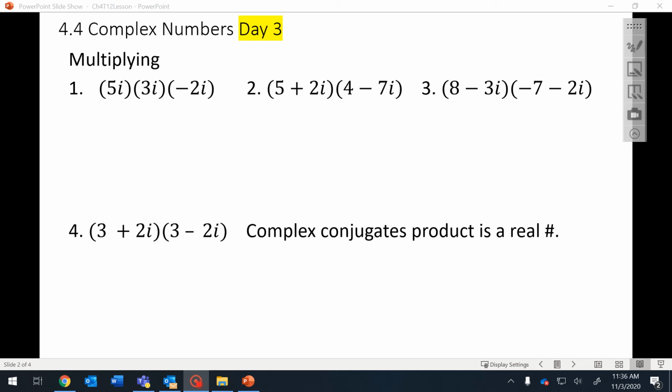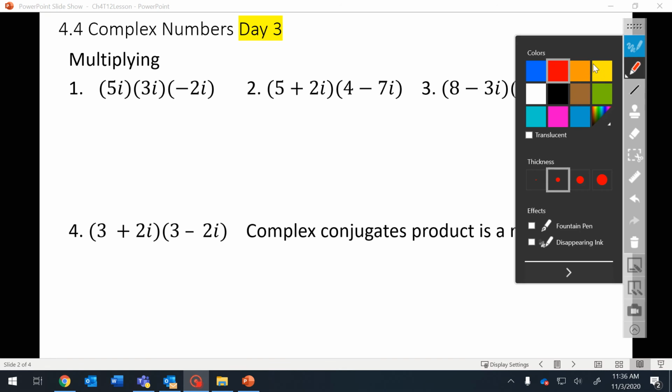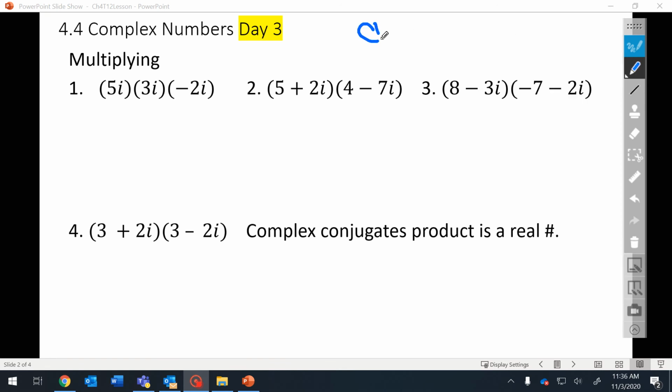Alright, today we're going to be looking at Chapter 4, Topic 12. We're going to be looking at how to multiply and divide complex and imaginary numbers.